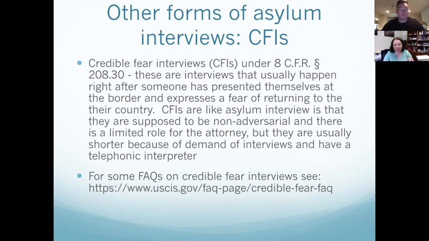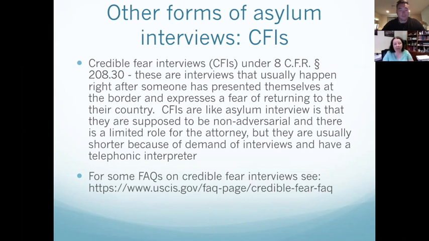Basically credible fear interviews, and these are interviews you're hearing a lot about on the news, are interviews that happen right after someone has presented themselves at the border and has expressed a fear of returning to their country. So you can present yourself at the border, and if you don't say anything about being afraid of going back, then basically the US government can just deport you if they find that you're deportable. But once you express that fear, then the government is obligated to do a credible fear interview and assess your fear of returning to your country.